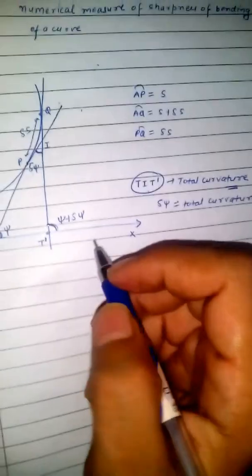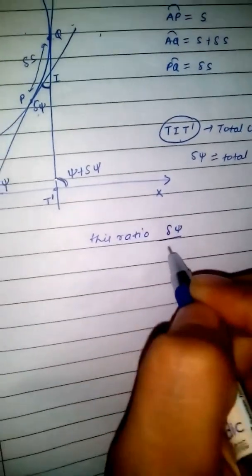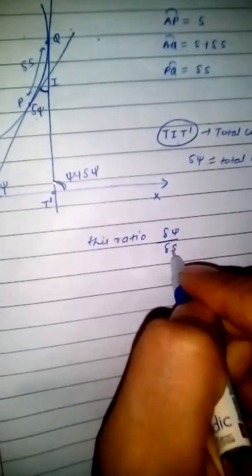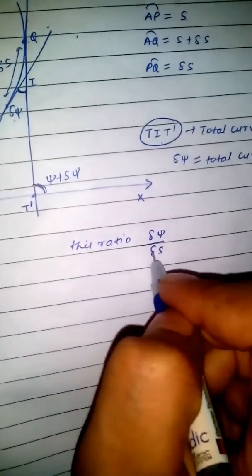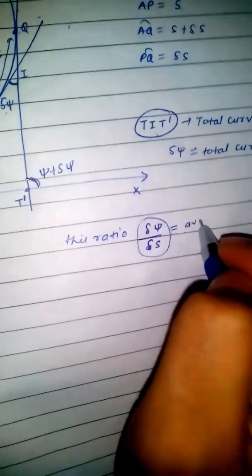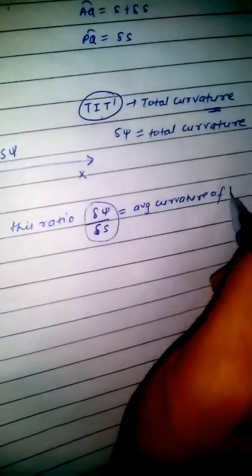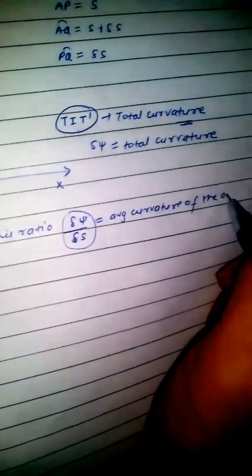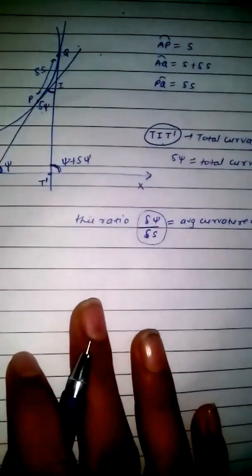Now, if this is the total curvature, then this ratio del psi over del S, the angle through which the tangent turns over the length covered, is known as the average curvature of the arc PQ.